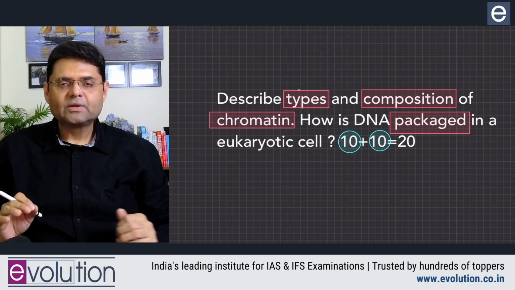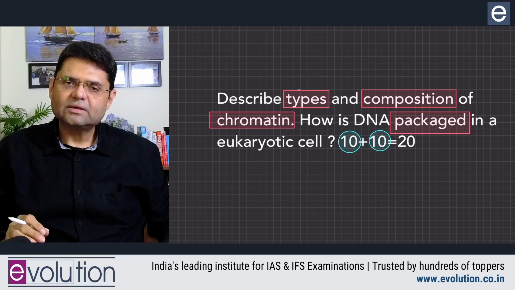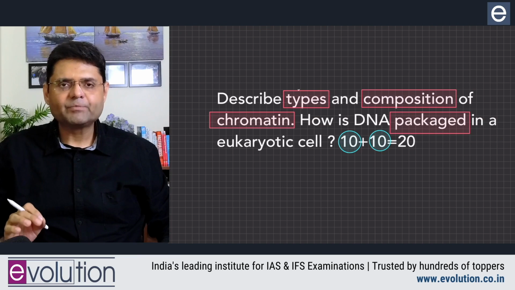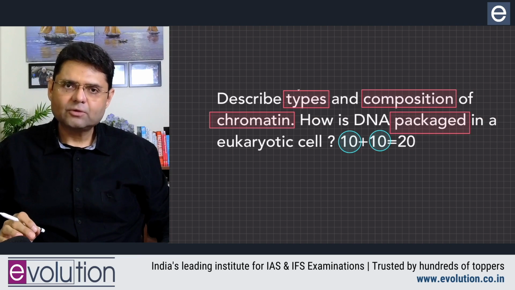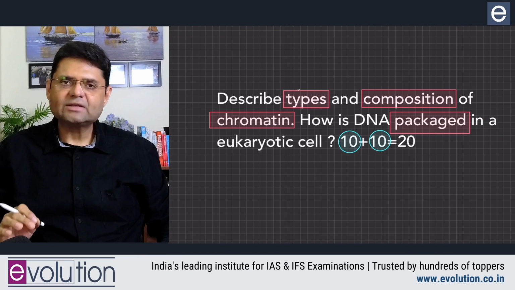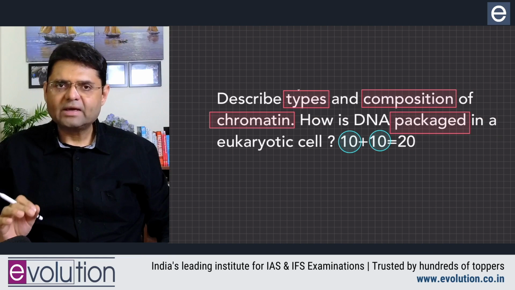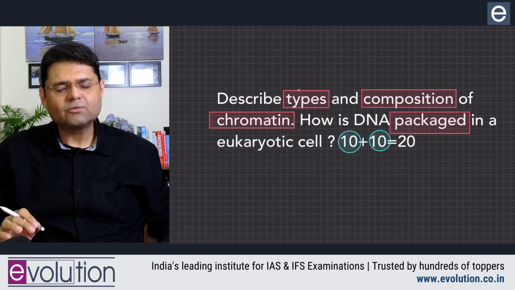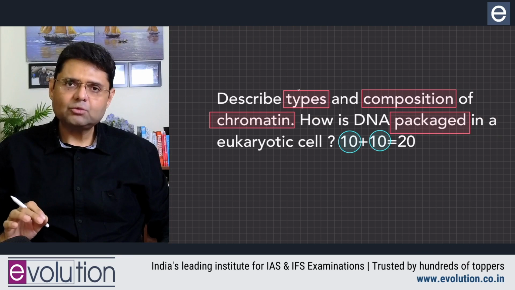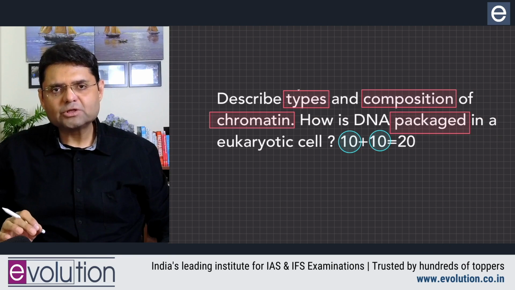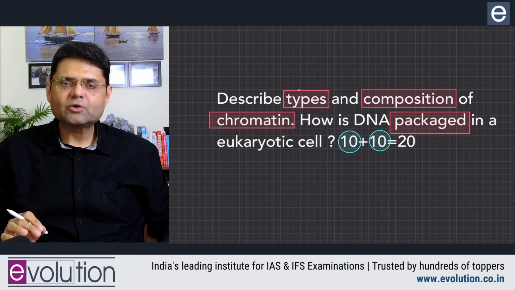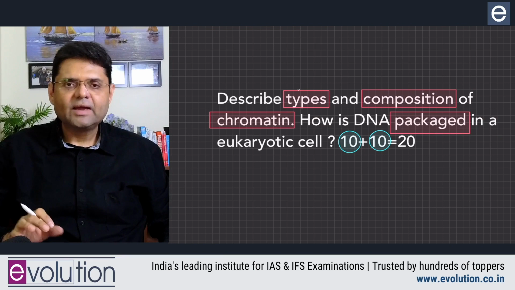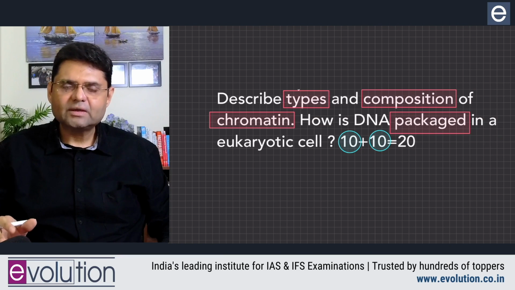Now, sometimes you will need to reorder the sequence of the keywords. For example, here it is given types and composition of chromatin. But if you notice, your answer should ideally start with what is chromatin, giving the examiner a basic introduction of chromatin. After that, before coming to types, you should come to the composition of chromatin, because in typification of chromatin, composition has to be mentioned. So it is always logical to bring composition before type of chromatin. And once you are done with this, then you can come to the packaging of DNA in the eukaryotic cell.